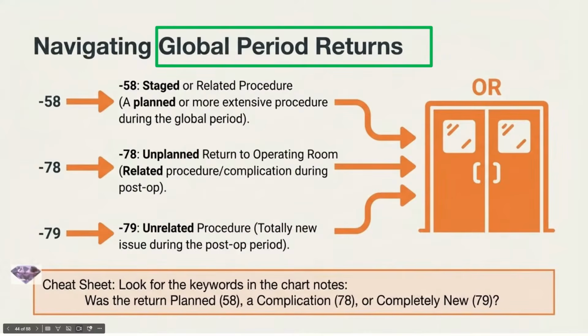Now here's your gem. Always look for those keywords in the chart or documentation. The keyword for modifier 58 is planned visit to the OR. 78 is unplanned, like a complication. And 79, this is something completely different.